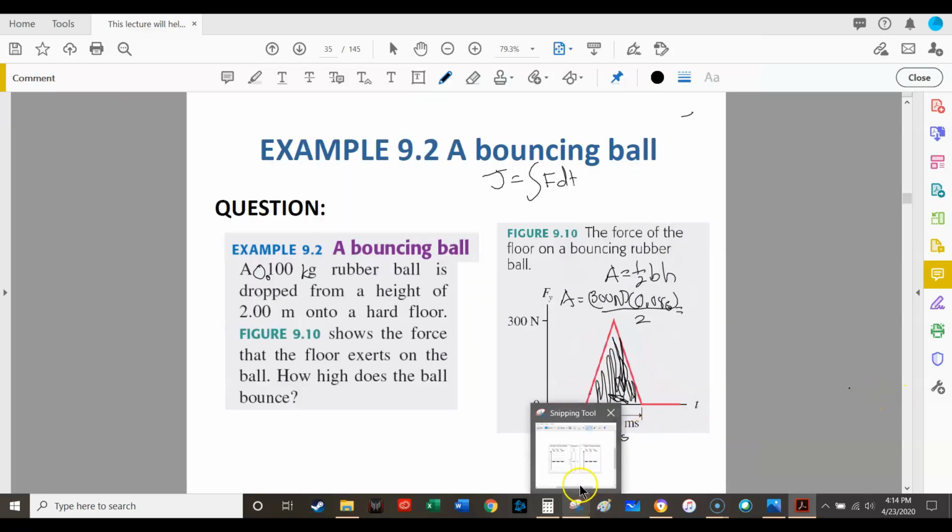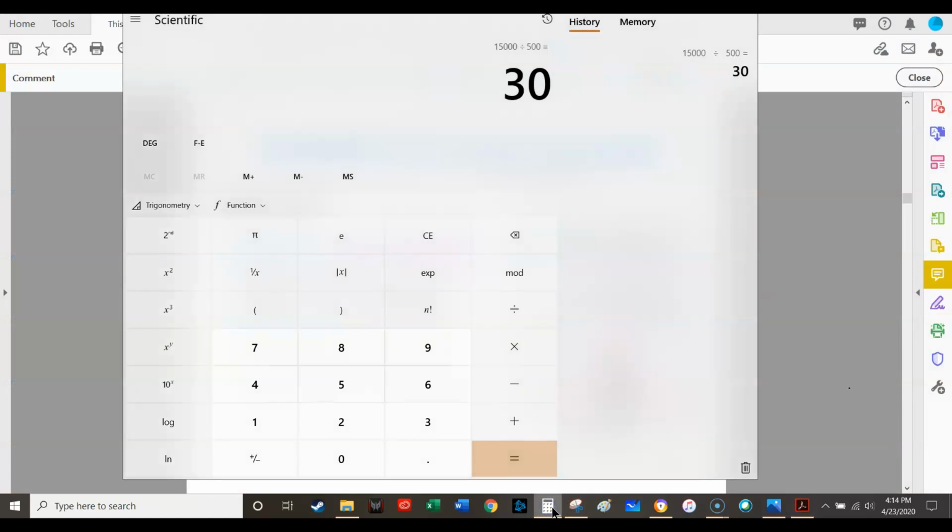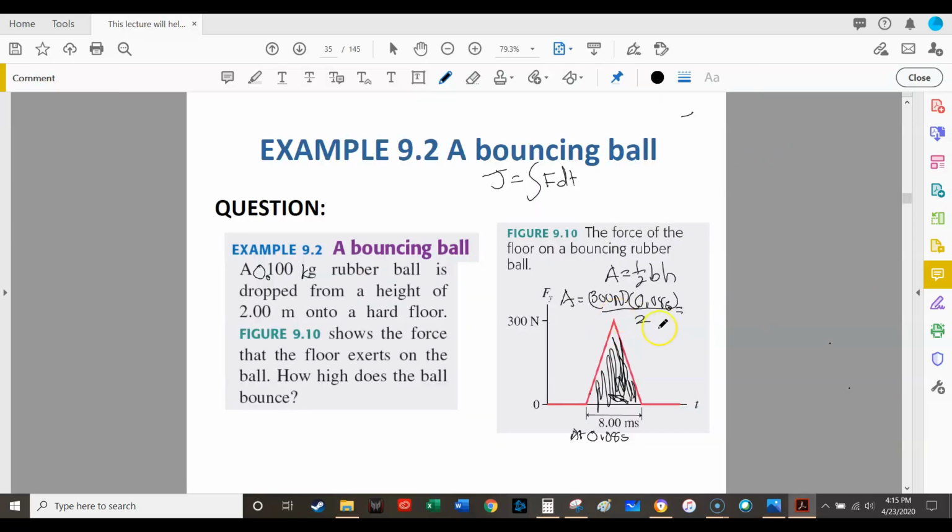So what is that, 300 times 0.08 divided by 2, so that's 12. So the area of this is equal to 12 Newton seconds, which is actually a kilogram meter per second. So in this case, the area under the curve is 12 kilograms meters per second.